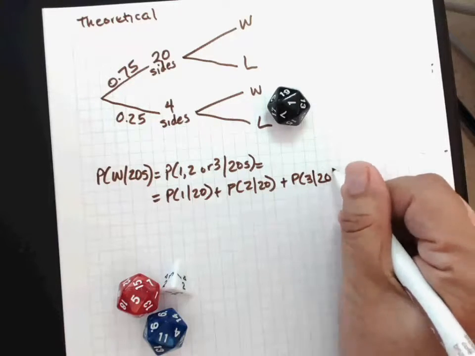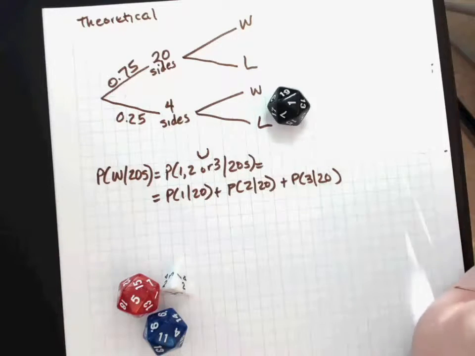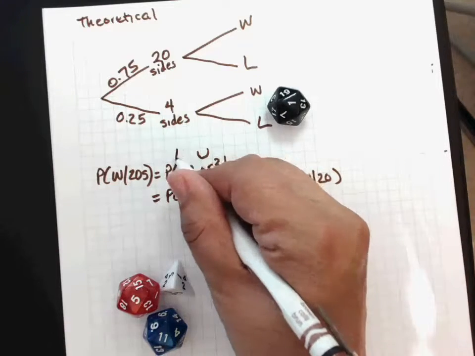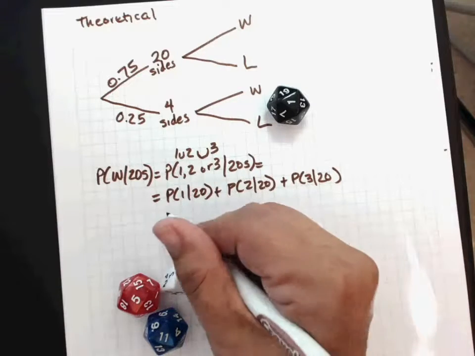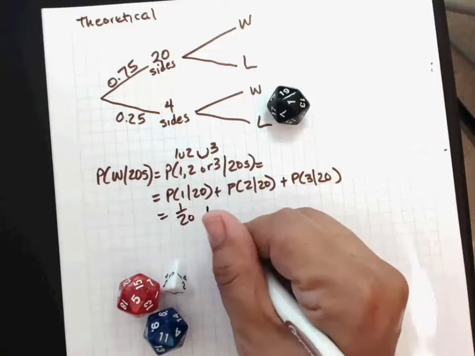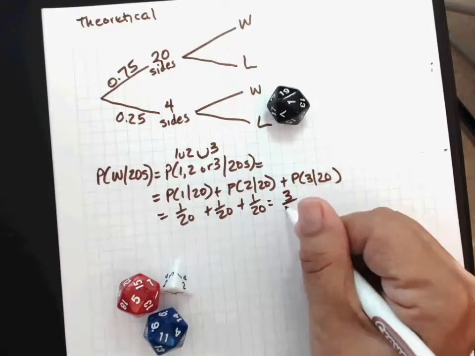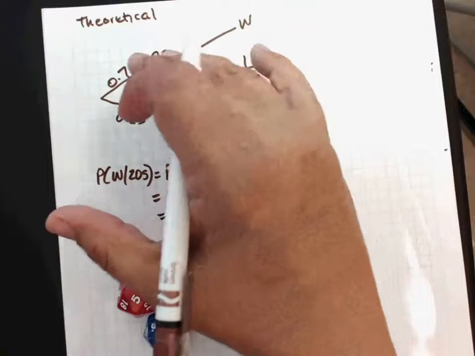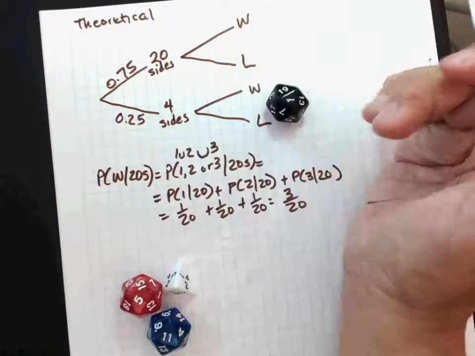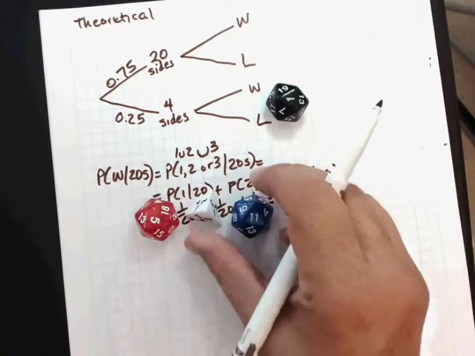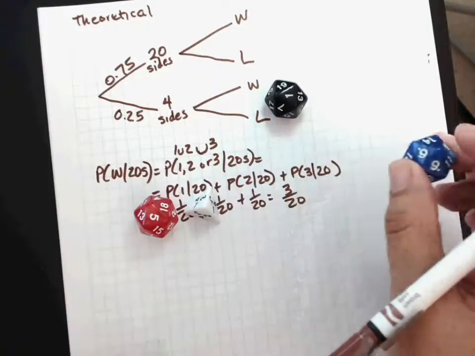So that's where our OR comes in. You might also see it as this symbol. All right? That's an OR symbol. So I could have done it 1 or 2 or 3. That's the other way to write that. So I add these up. 1 out of 20 plus 1 out of 20 plus 1 out of 20 is 3 out of 20. Now notice I can't say probability of a 20-sided die or winning. That doesn't make sense. But I can say the probability of rolling a 1, a 2, or a 3 on a 20-sided die. All right? And we said that's 3 out of 20.